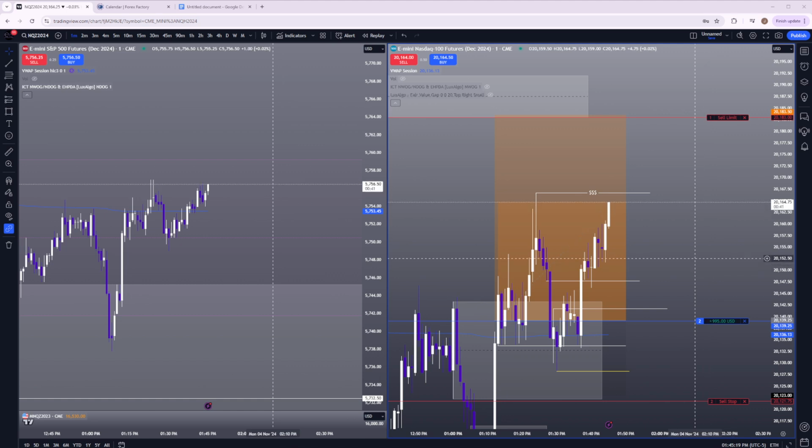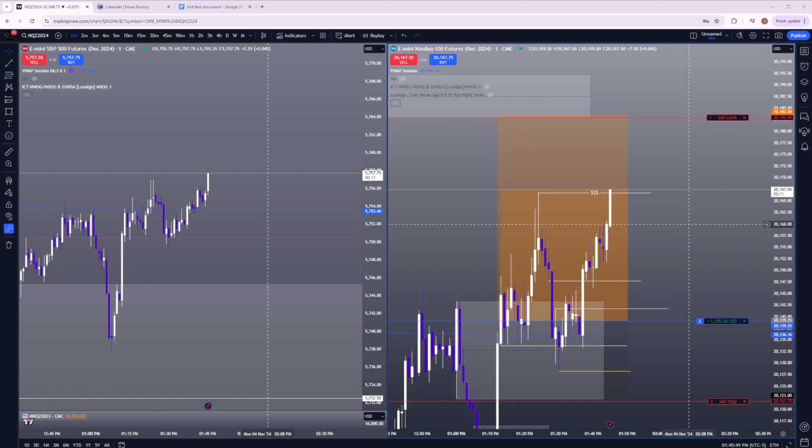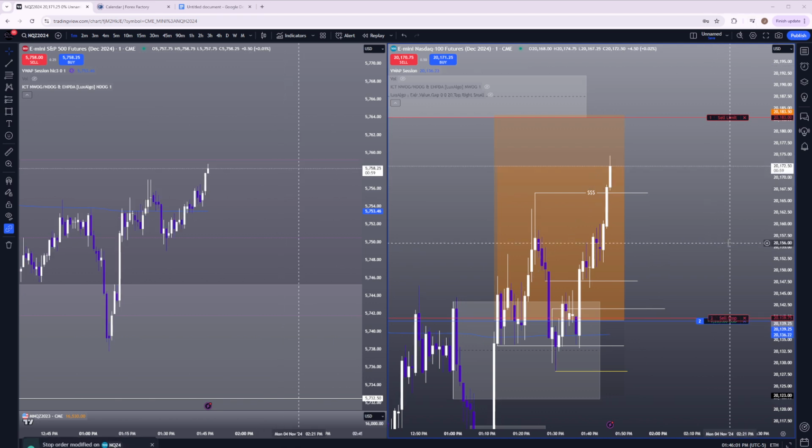Come on, guys. We're over 100 ticks again. Should I take profit here or keep holding? What do we think? Okay, guys, I'm going to move my stop loss to break even now. Stop loss is now at break even.